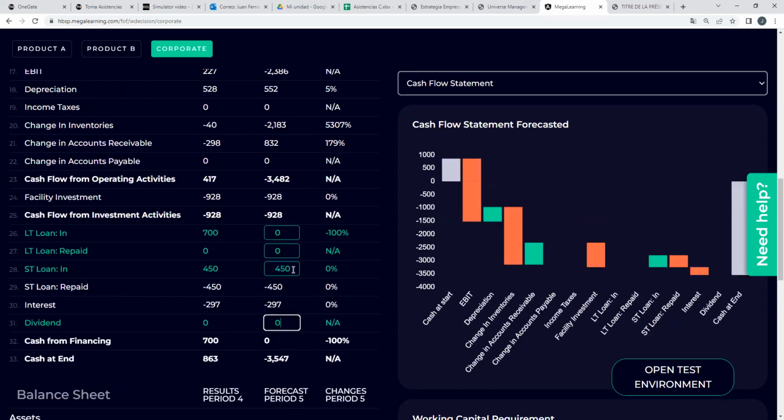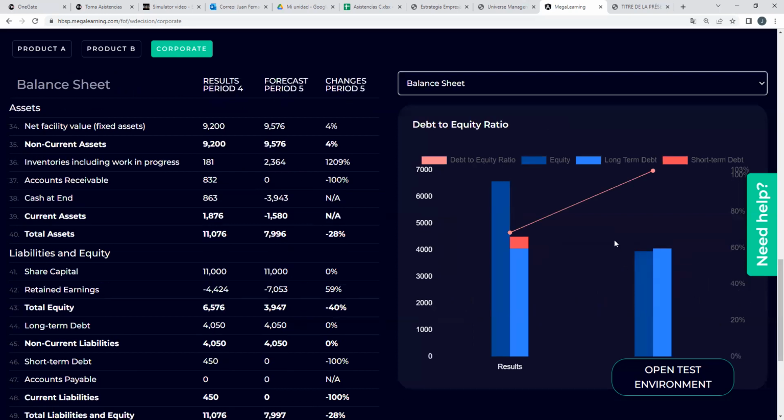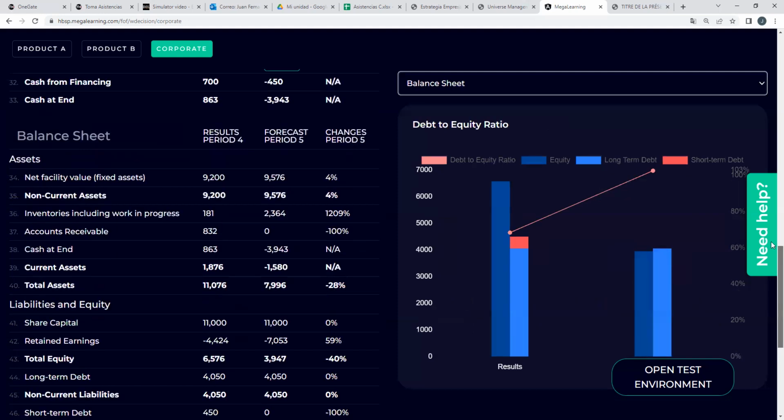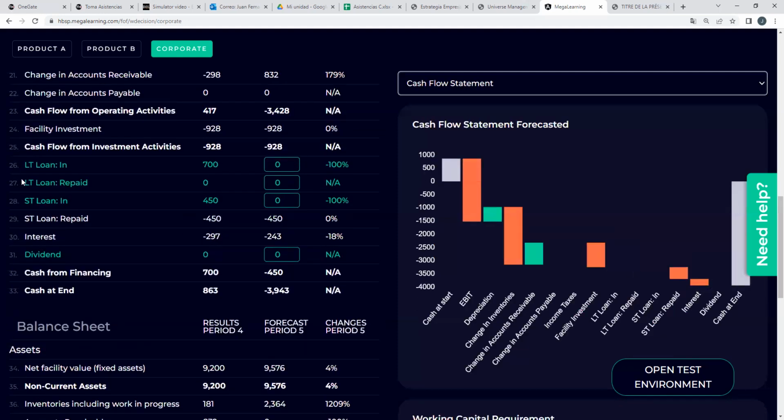If I decide this is not smart, to take one short-term debt, I'm not going to do that anymore. I put here 0, and like that my graph probably begins to be better. At this point, the situation of the company is extremely difficult because it has a lot of debt. But for example, if you take one decision to repay debt, let's say I'm going to repay $800 of debt.